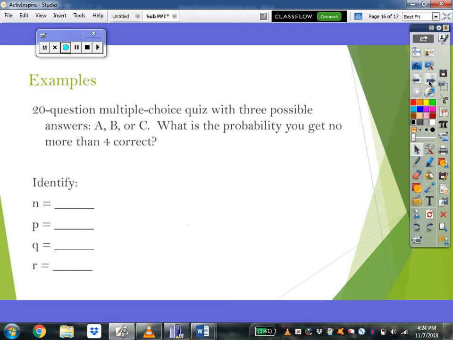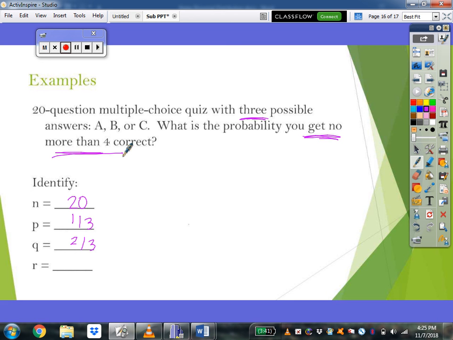So this time we have 20 question multiple choice quizzes. So because there are 20 questions, that means our N is equal to 20. There's 3 possible answers this time, so you know your total outcome is going to be 3. What's the probability you get no more than 4 correct? So we start here. For each individual trial, the probability you get something correct this time is 1 out of 3. The probability that I don't get it correct is 2 out of 3.